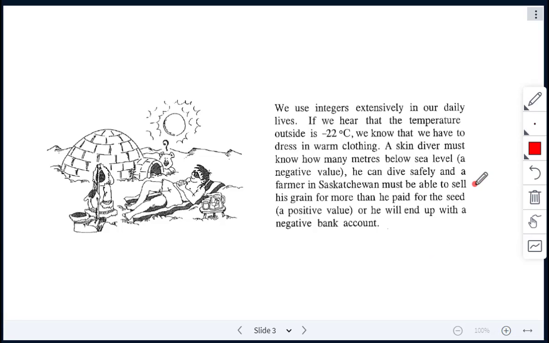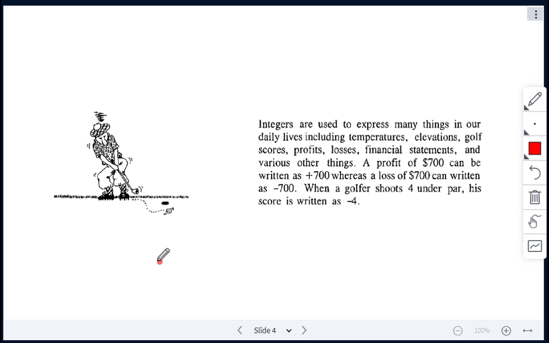Profits and money, we also use integers. For example, a farmer has to be able to sell their grain for more than what they paid for the seed. So that has to be a positive value. Otherwise, they'll end up with a negative bank account. So temperatures, elevations, even golf scores, losses, financial statements, lots of things, we use integers, right?